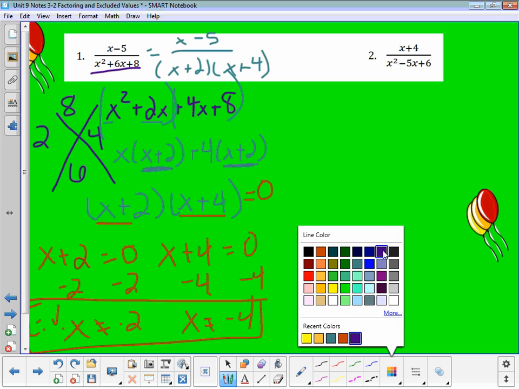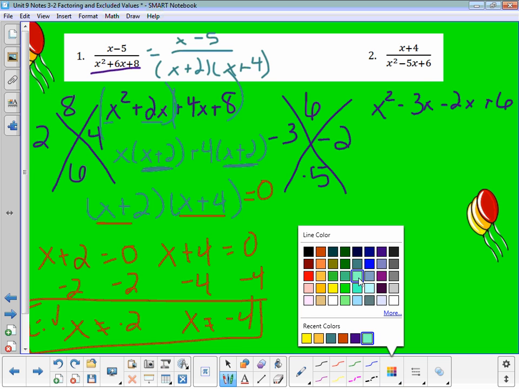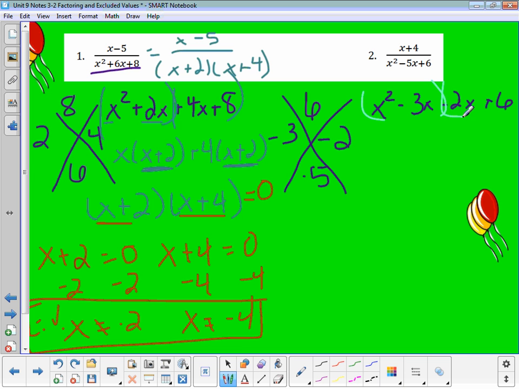So now factoring for number 2. Setting up our x, we're multiplying to 6 and adding to negative 5. Well, here we have a positive product and a negative sum, which means we have two negative numbers. That's the only way we can get a positive product and a negative sum. Okay, so we're going to use negative 3 and negative 2. So now I'm going to split up negative 5x as negative 3x minus 2x plus 6. So now I want to factor that by grouping.